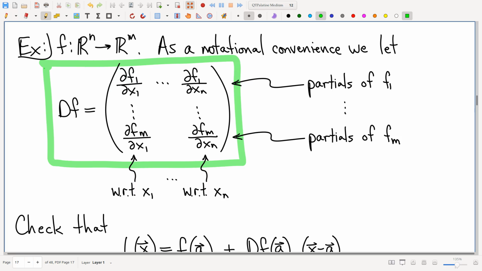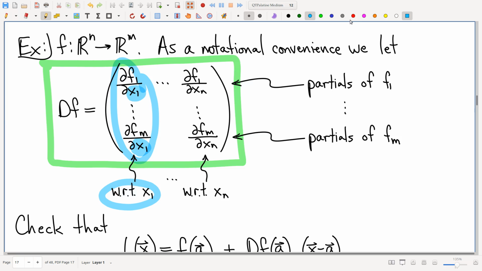Notice Df is a matrix consisting of a bunch of partial derivatives. Notice that they are organized in a very particular way. First column, we're taking the partials with respect to x1. Likewise, second column, partials with respect to x2, et cetera. So one thing to keep in mind, columns correspond to input variables that you're taking partials with respect to, not rows.